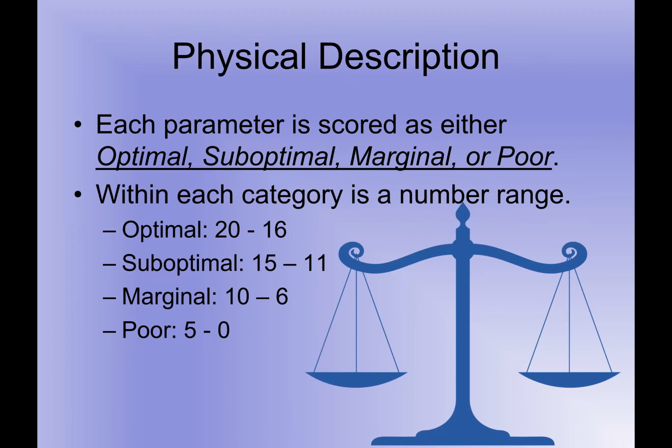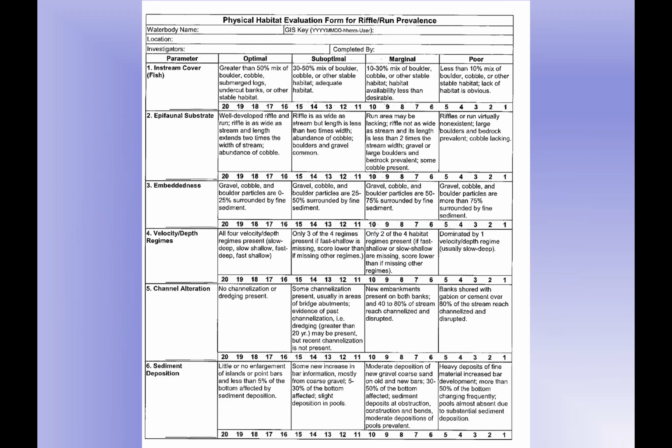So the physical description is scored as either optimal, suboptimal, marginal, or poor, and you get a range. So it's a very subjective test, but a fairly accurate one if you're doing it in a team approach. Within the optimal category, there's 20 to 16 points, suboptimal 15 to 11, marginal 10 to 6, and poor 5 to 0. The habitat form is a 1-pager front and back.